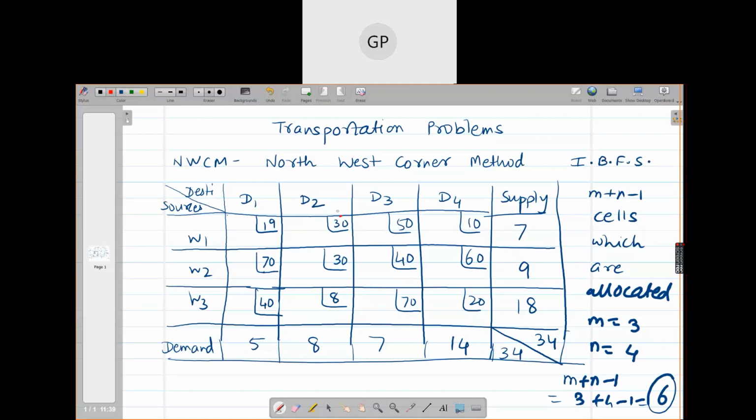Now, when I am applying northwest corner method, I am not at all looking at the price. I am not at all looking at the transportation cost, but I am looking at the location of the cell. And what is that location? Northwest location. That means the leftmost corner. Okay, is that clear to you all?